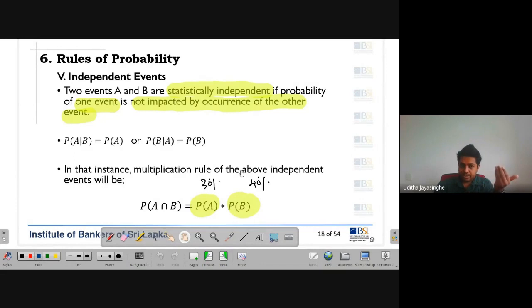So what is the accumulation? What's the summation or the intersection? You can multiply these events in that case. Probability of A happening is 30%, probability of B happening is 40%. So both happening at the same time, now you can bring in the multiplication, as simple as that.